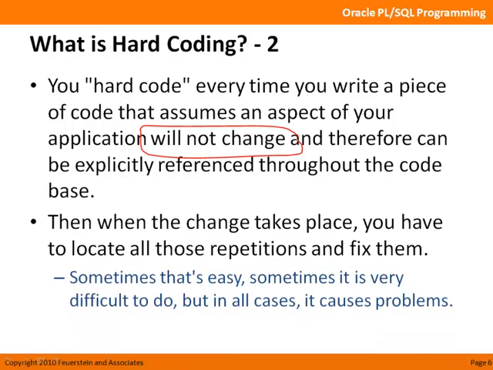Then, of course, when the change takes place, which is totally inevitable, you have to locate all those places where you put in that value or that rule, and you have to fix them. Now, sometimes it's easy to do. You can even sometimes do a global search and replace in your files. Sometimes it's really difficult to do, for example, when you have a complex rule or an SQL statement. But in every single case, it causes problems. It can cause problems mainly for maintenance and evolution of your application. It can also sometimes cause problems regarding correctness of the application and performance.